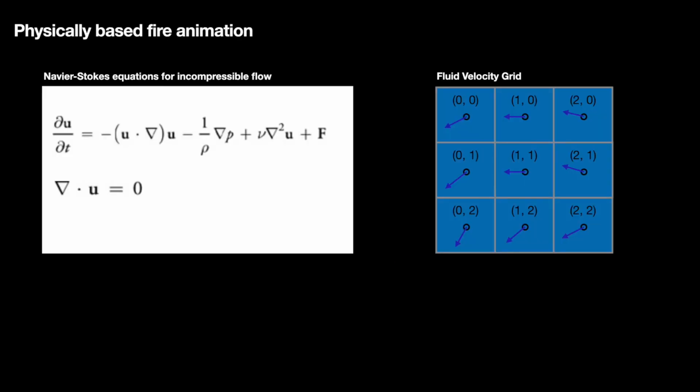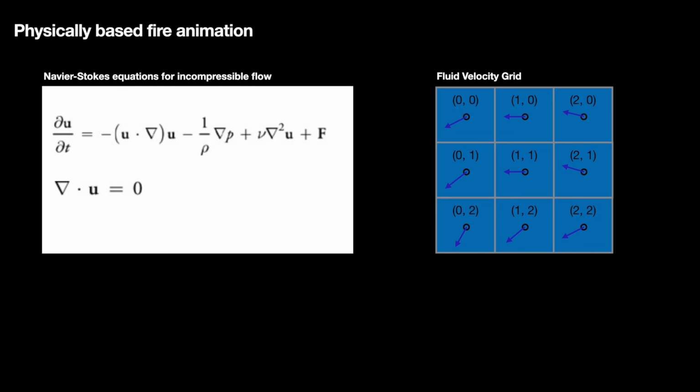Let us focus on a physically based fire animation. In physics, it is common to make simplifying assumptions when modeling. We can simulate fire as an incompressible, homogeneous fluid model. We simulate fluid dynamics on a regular Cartesian grid with 3D spatial coordinates and a time variable. The fluid is represented by its velocity field and a scalar pressure field. These fields vary in both space and time. The state of the fluid over time is described by the Navier-Stokes equations for incompressible flow.